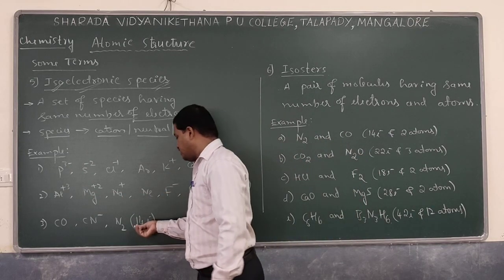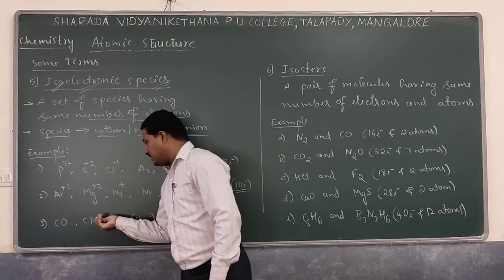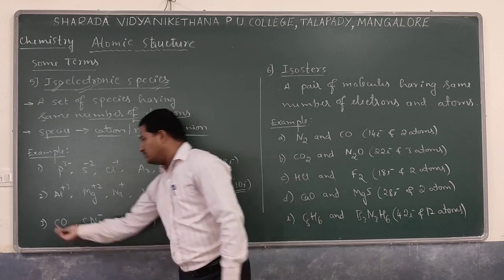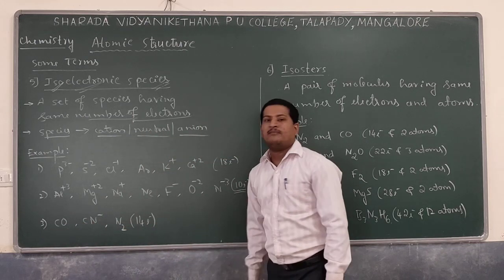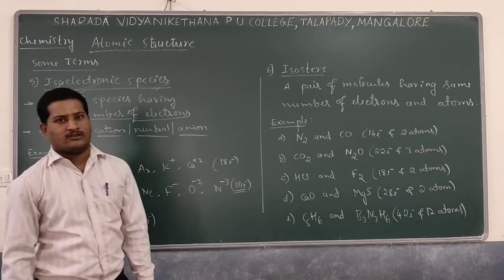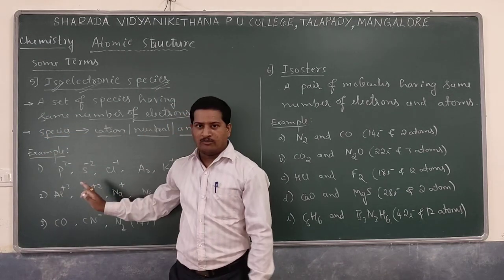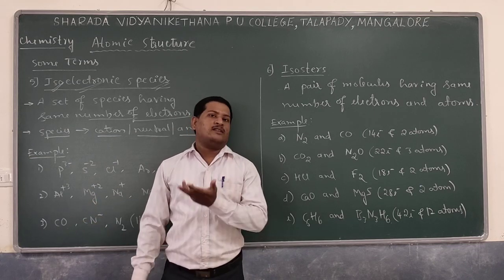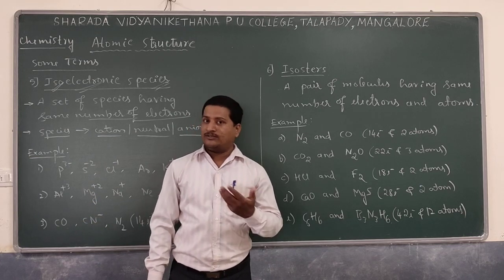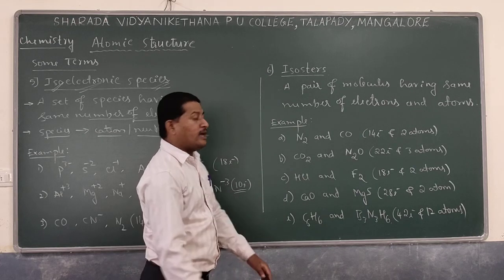Similarly, we can go with 14-electron species: carbon monoxide CO, cyanide ion, and nitrogen molecule. All these also have the same number of electrons. So if a set of species has the same number of electrons, then that is called isoelectronic species. Normally, when you come to the examination, you find questions asking which of the following sets of species are isoelectronic.